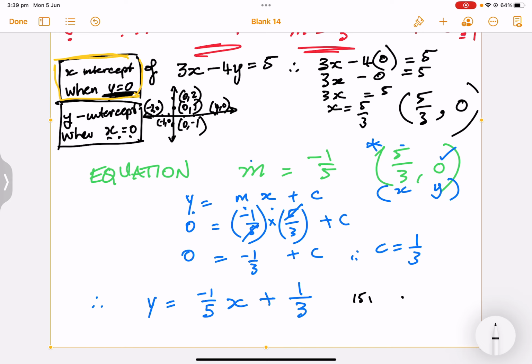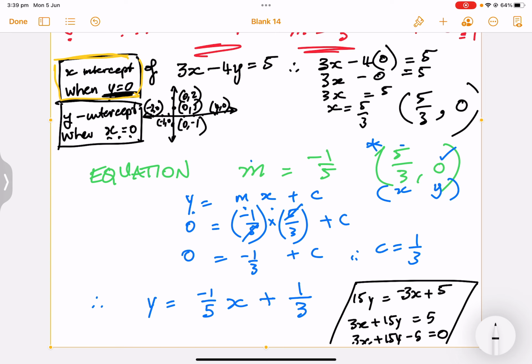You'd get 15y equals negative 3x plus 5. Right? Or if they want it in terms of ax plus by equals c, you get 3x plus 15y equals 5. Or if they want everything to equal 0, it's 3x plus 15y minus 5 equals 0. Different ways to answer that equation. However, I would stop once I've got y equals mx plus c. All right.